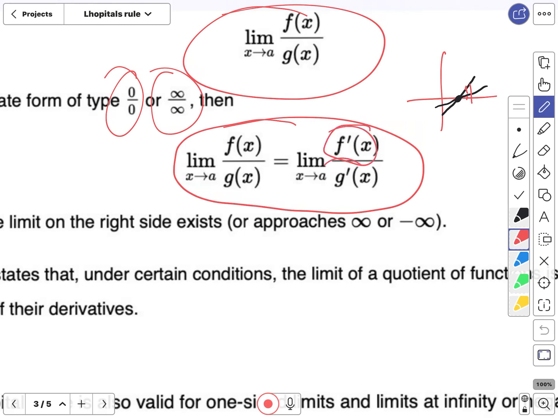Okay, notice that it's not the quotient rule. It's not the quotient rule. We do the slope of the top and we do the slope of the bottom. Then we divide them out. Okay, only then.